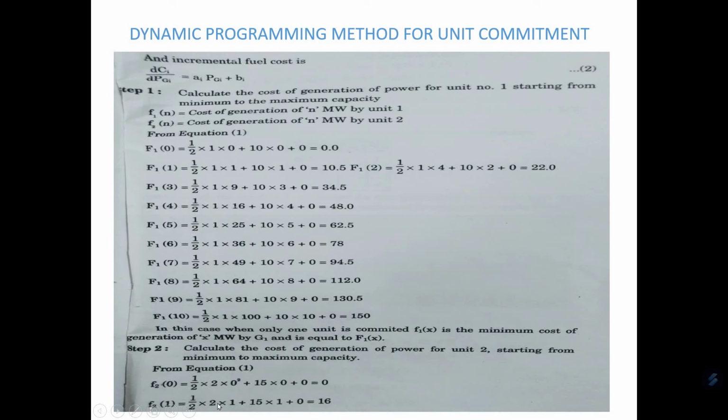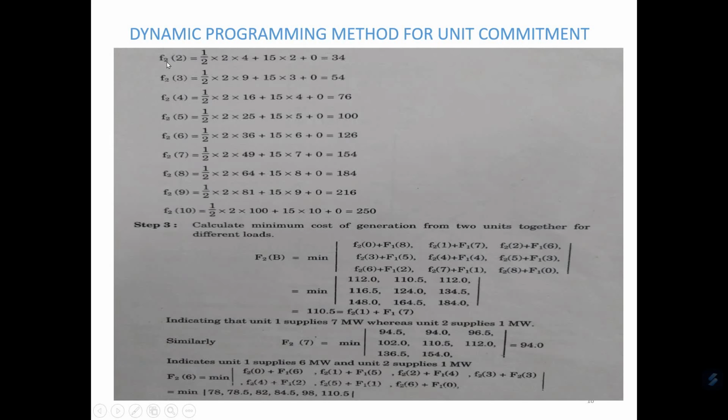F2 of 1: consider PG2 is equal to 1 in the equation in the last slide. 1 half into 2 into 1 plus 15 into 1 plus 0, which is 16 rupees. Similarly, the cost of generating 2 megawatt by the second unit is 34. The cost of generating 3 megawatt by the second unit is 54, up to the cost of generating 10 megawatt by the second generator, which is 250. So now you have the cost of generation by unit 1 and unit 2 for the load from 0 to 10 megawatt.